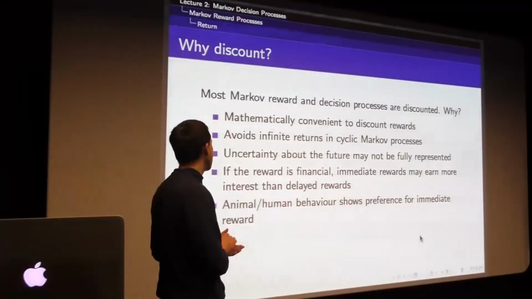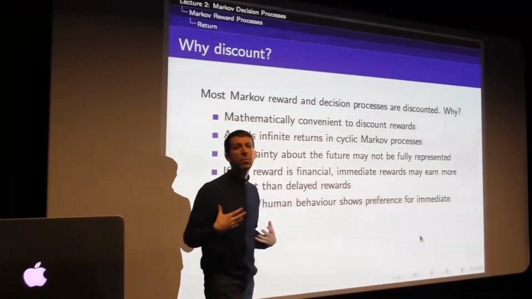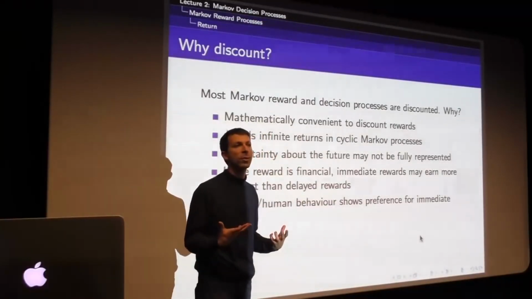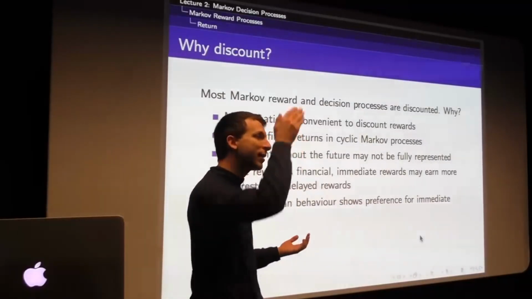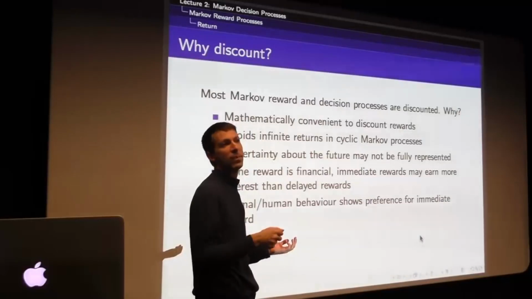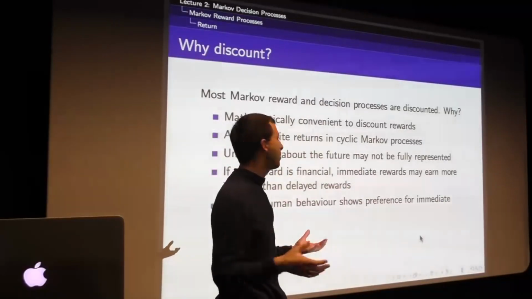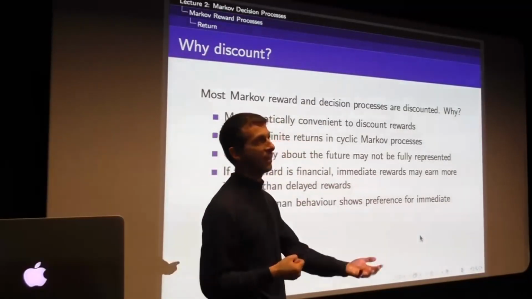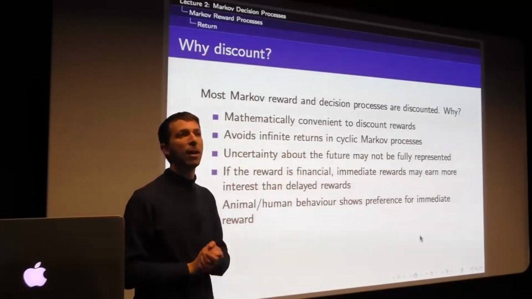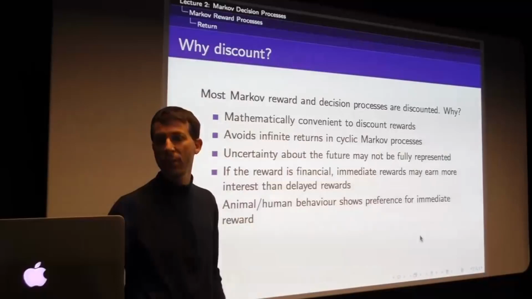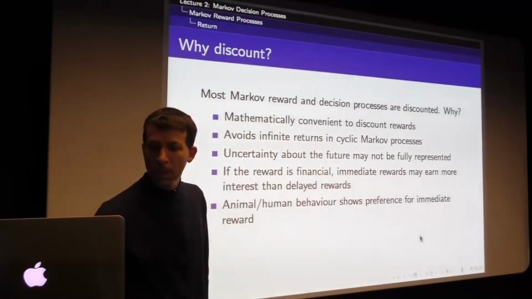But one more point I just want to make is that animals and humans actually show a preference for immediate reward. People have done tests on humans, and it turns out that humans have not quite an exponential discounting, but they have something like a hyperbolic discounting. But certainly animals and humans do prefer to get reward now than reward later, and so you can think of this as a cognitive model as well of how biological decision making operates.